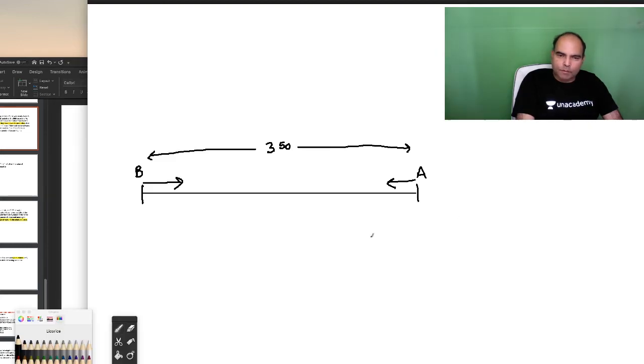So the concept of relative speed kicks in here, and the relative speed concept tells us that if they are meeting in 1 hour, it means that, let's call the speed of A and the speed of B the two speeds, SA plus SB into 1 is equal to 350.